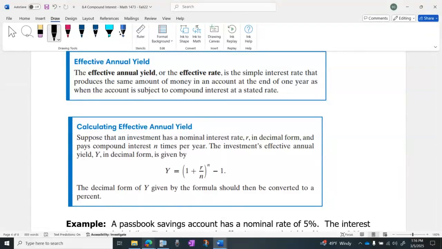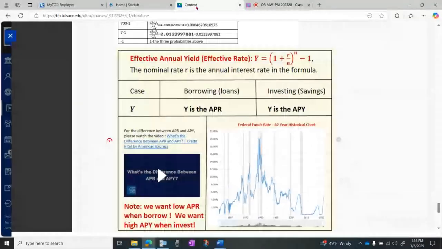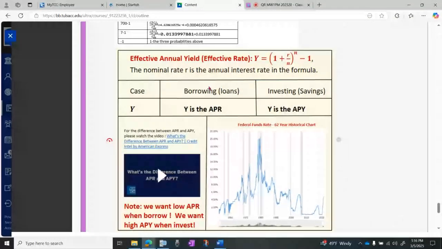So let's go to my table notes. This picture, by the way, is in Blackboard. All the materials, all the resources are posted in Blackboard already. So I'm talking about this picture in my table notes. This picture is to explain the application of the effective rate in reality.